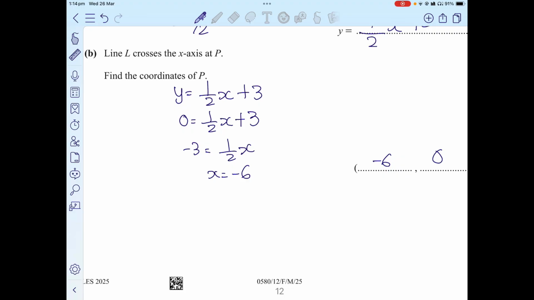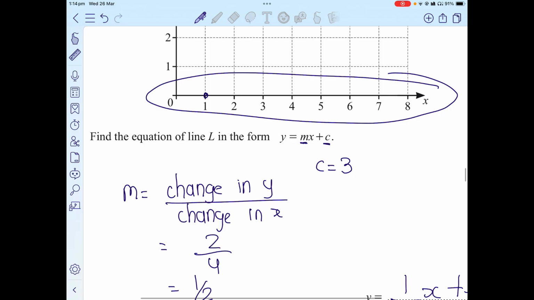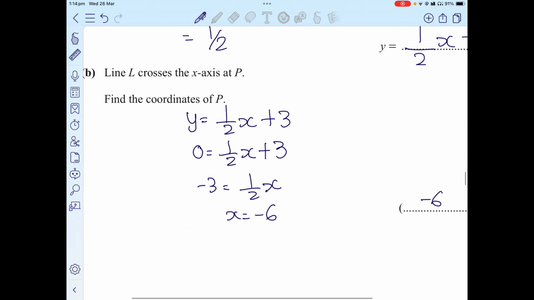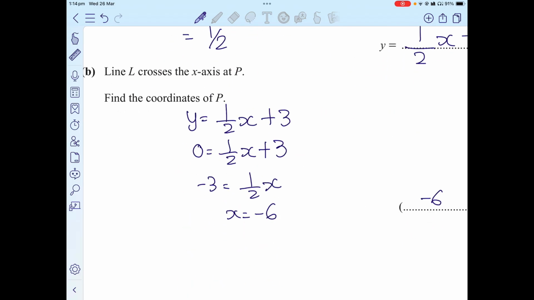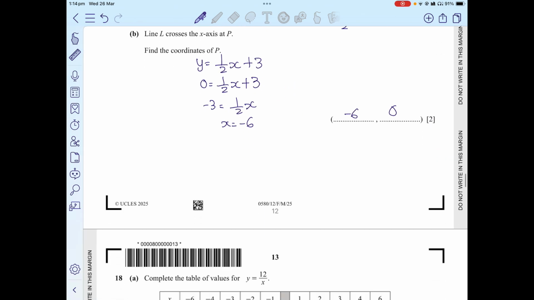Because if you see any point on the x-axis, for example this point, the x coordinate is 1 and the y is 0. Even if you take this point, let's say it will be 6, 0. So I put my y value as 0 because I know that on the x-axis the y value is 0. Then I just rearrange the equation to find the value of x and write it in coordinate form with the y value being 0.